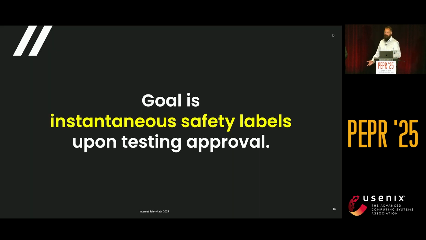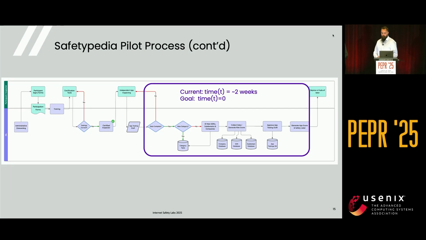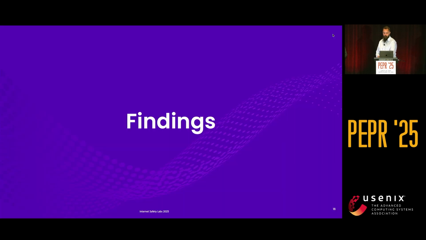Our goal is to have these labels instantaneously generated once an app testing is approved. Currently, though, we're looking at about a 2-week turnaround from the time an app testing draft is approved to label generation. And this is again because of how time-consuming it is to manually generate the data that goes into scoring these things. So with that, we're going to do our findings, and I'll hand this over to Lisa.